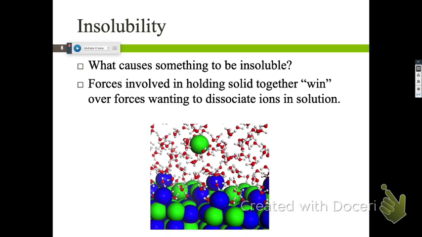It helps sometimes to see how the water molecules are all around a salt. So you have a big salt crystal here, and as those water molecules associate around a particular ion, the more stable that ion is, just being surrounded by water, the more likely it is to be soluble.